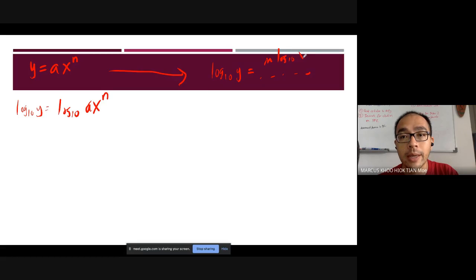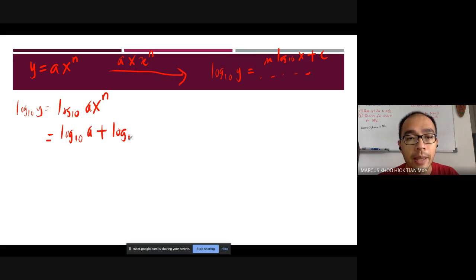Log 10x plus c. I must be able to see this form. What is my m? What is my c? Here, everything is jumbled up. But we can use the law of logarithms. We can split this ax to the power n, because ax to the power n is actually a times x to the power of n. And we know according to the law of log, kalau darab, dia boleh berpisah menjadi tambah. So it will be log 10a plus log 10x to the power of n.